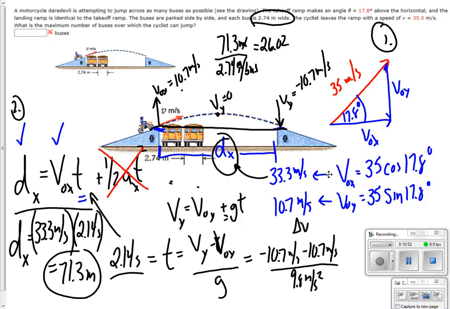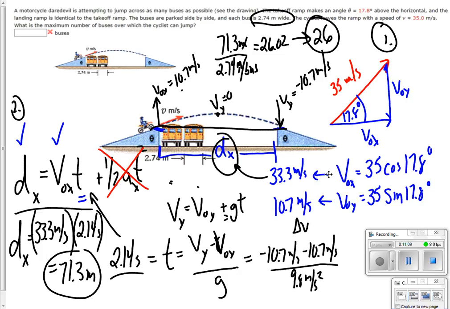So if he can jump over 26.02 buses, well, there's no such thing as a .02 bus. So no matter what I get here, I'm always going to have to round it backwards to my last whole number of buses. That's pretty impressive, 26 buses. So he should be able to jump over 26 school buses with that trajectory.